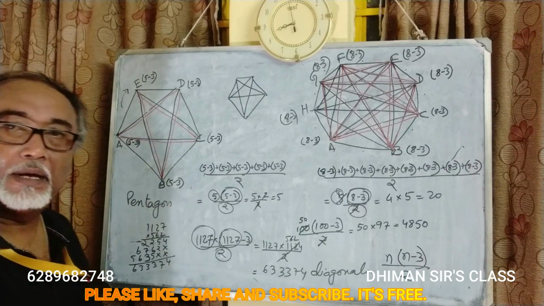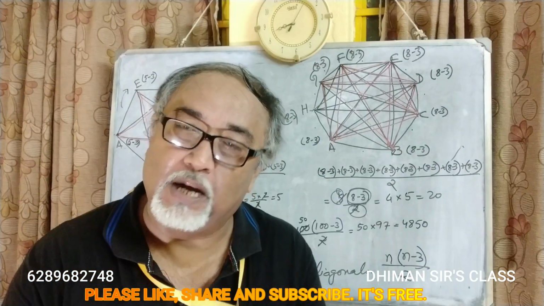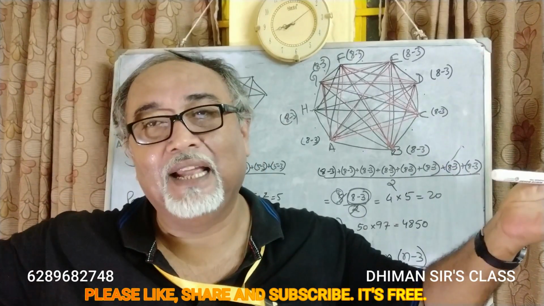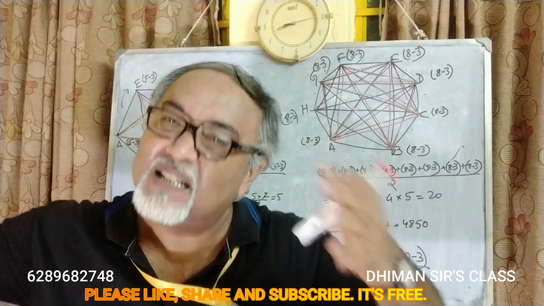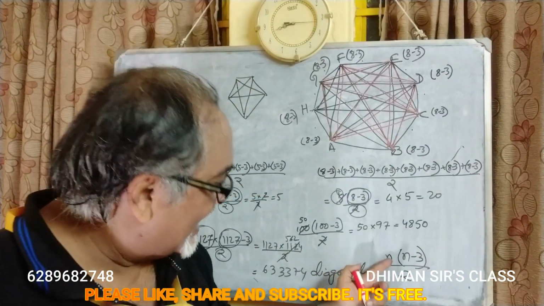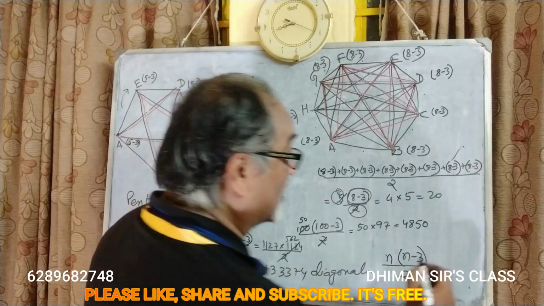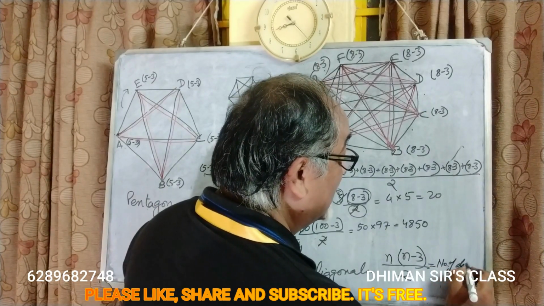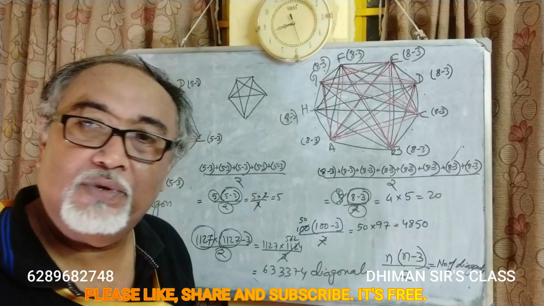So if somebody asks you what is the formula for the diagonals of a polygon of many sides, you will say, let us assume that the number of sides is n, in that case n into n minus 3 by 2 is equal to the number of diagonals. Am I clear, students?